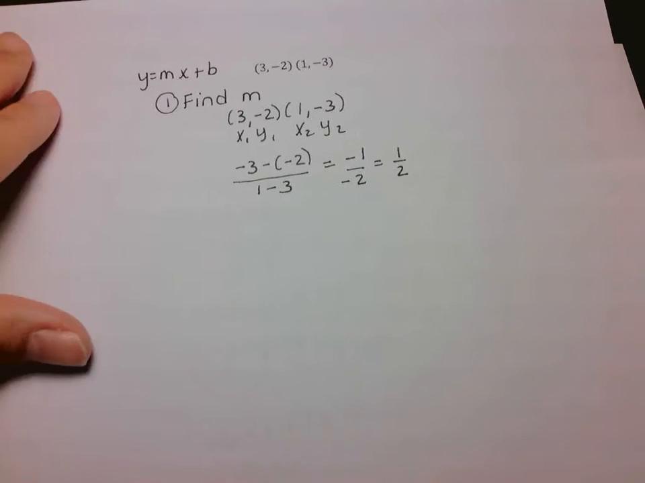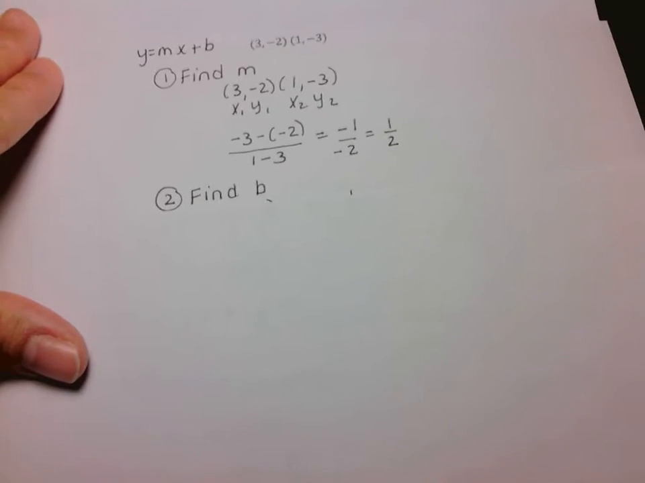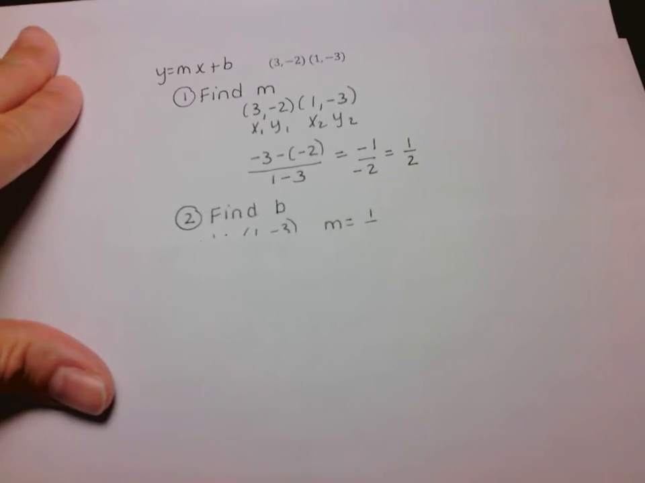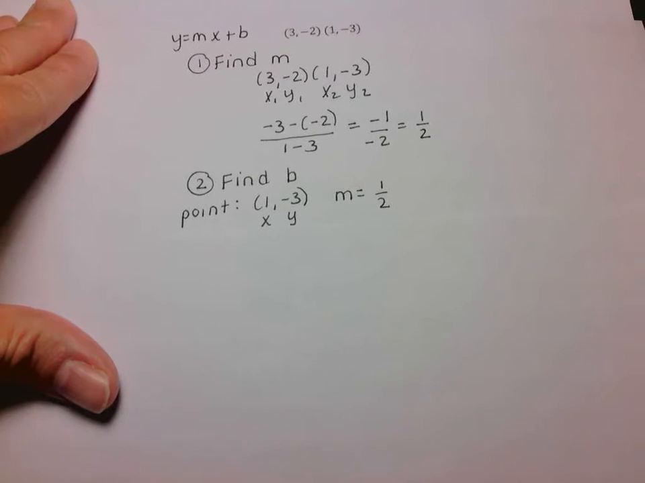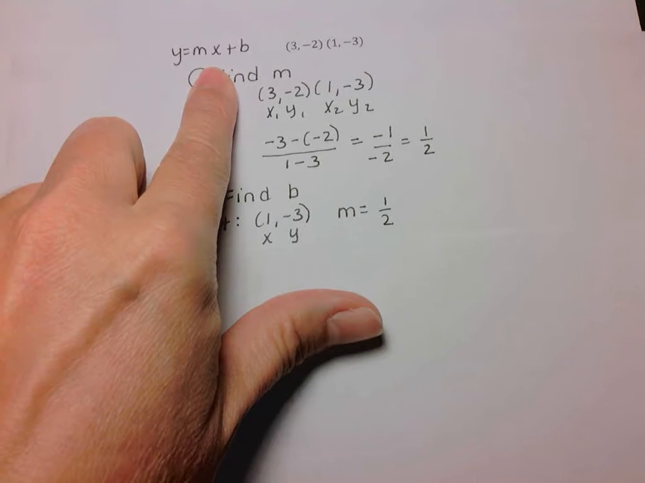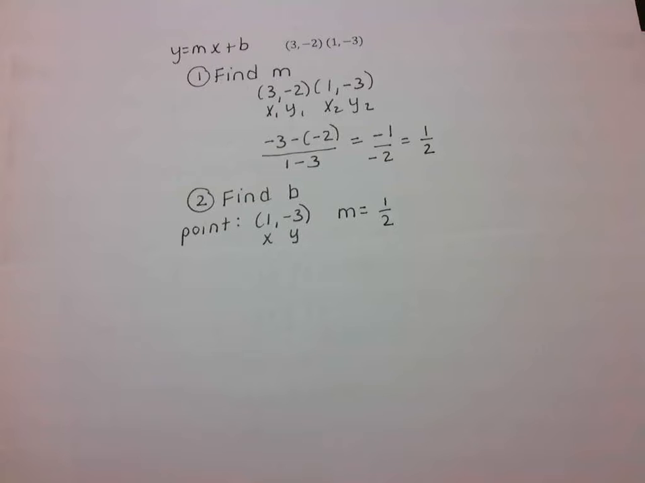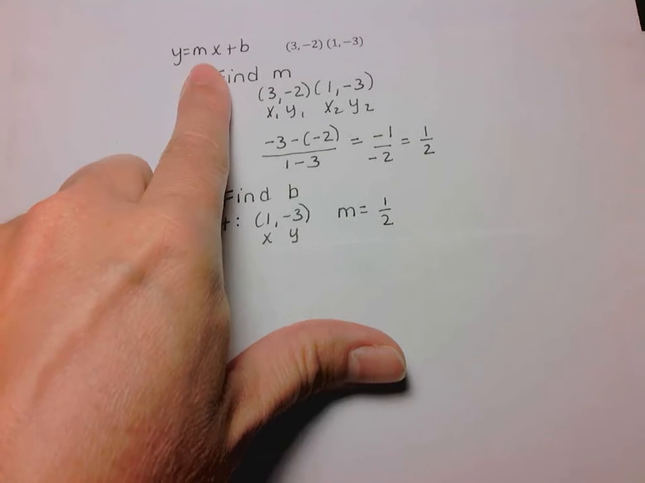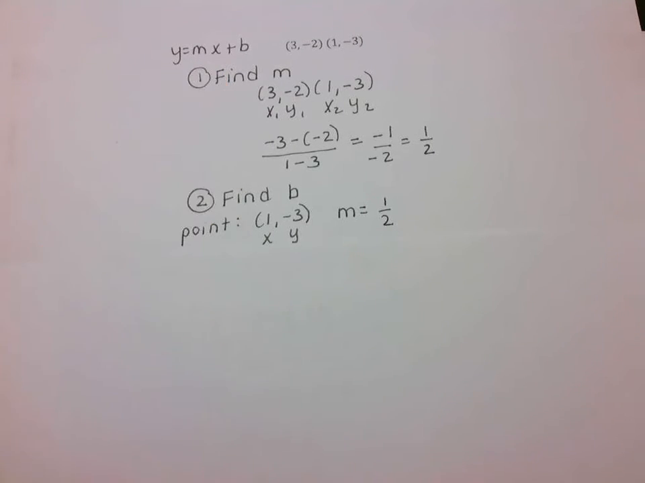Okay, well now what do I do? Step 2, I need to find my y-intercept. I need to find b. So how do I do that? I plug in what I know to find what I don't know. Well, what do I know? I know my equation is y equals mx plus b. I know 1 point and I know the slope. Here's my equation, and I know an xy coordinate, and I know the slope. So then I just take the xy coordinate and the slope, plug it in, and find b.